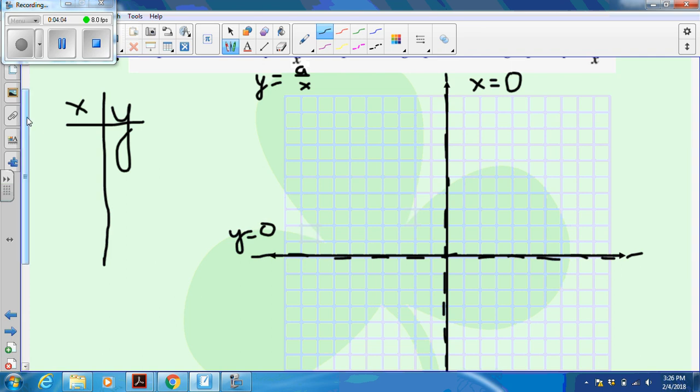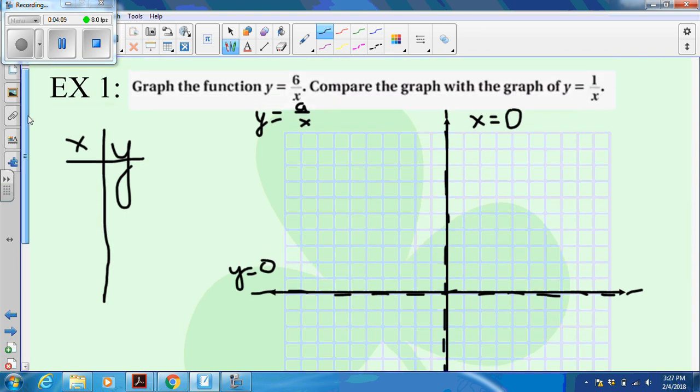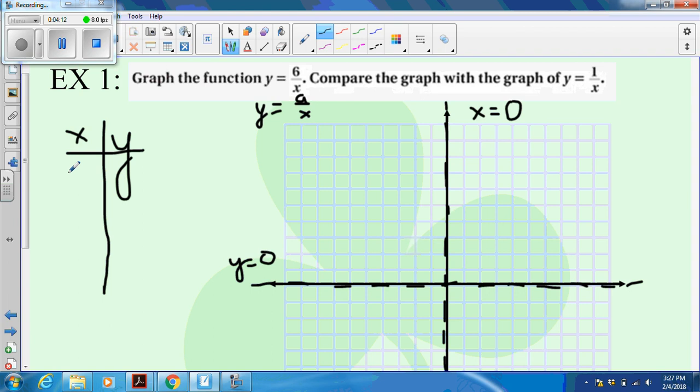So let's go ahead. We're going to pick some x values to plug in here. I'm going to start with -3, because if we plug -3 in for x, basically all we do is 6 divided by -3. Well, that should just give us -2. So we're going to plot that point. We go over 1, 2, 3, down 1, 2. Then we do -2. So 6 divided by -2 should give us -3. So I go over 1, 2, down 1, 2, 3.